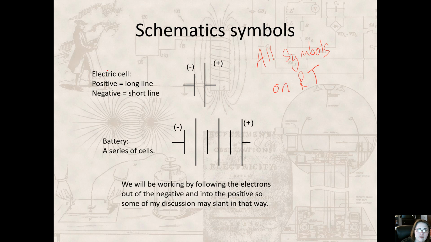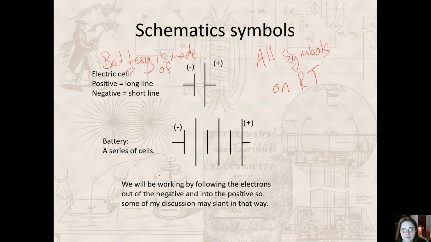So you have an electric cell. This means a battery. The positive end is the long line and the negative end is the short line. A battery is a series of cells. So an electric cell is just one, but a battery has many of them.